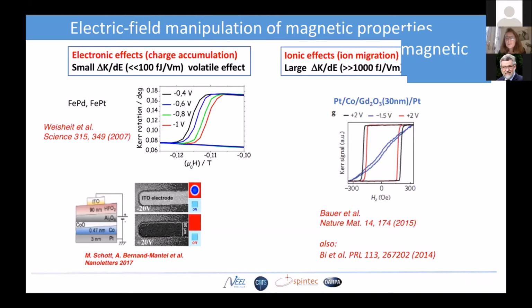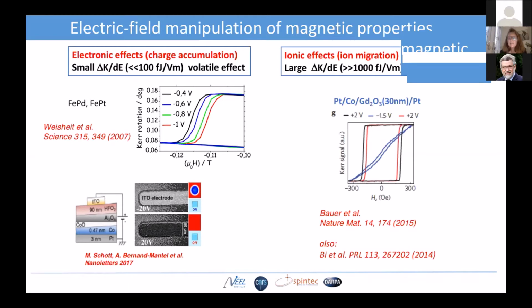This was first demonstrated by the Beach group in the case of platinum cobalt bilayers, with a gadolinium oxide layer, here 30 nanometers. In this case, you can see that they could switch the magnetization from totally out of plane, the square loop, to in plane. So this is a huge change of anisotropy, much larger than the previous works. This was also done by other groups.